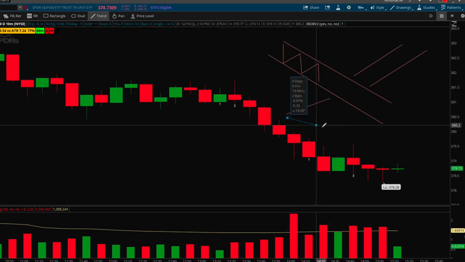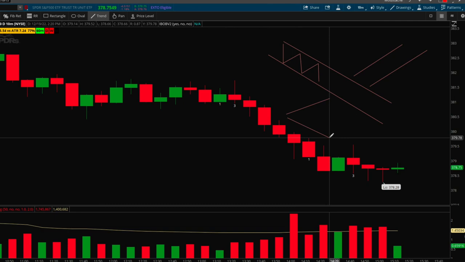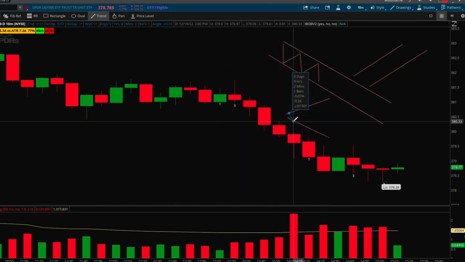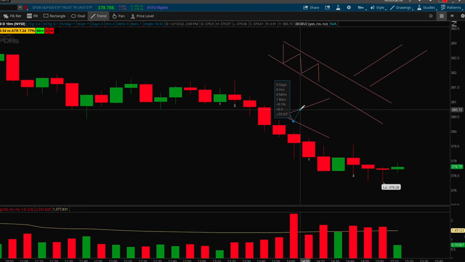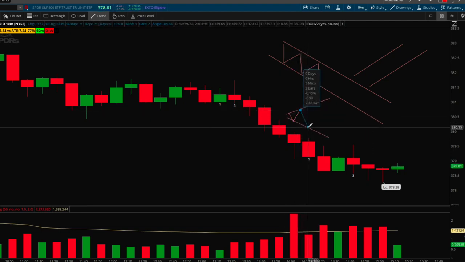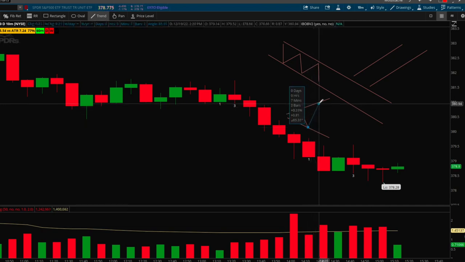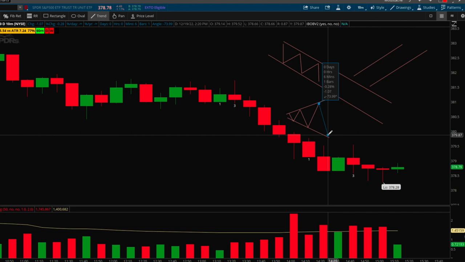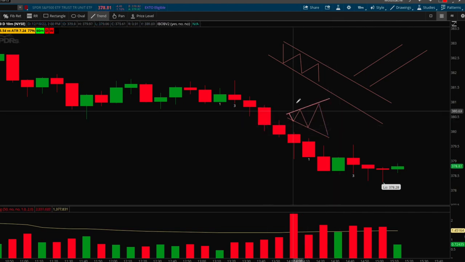So instead of looking like one of these channels, what we have is a sort of broadening pattern or formation, we call it. What's happening there is price is doing this. It's making a low, breaking the high, and now it's breaking a low again, breaking a high again, and so on and so forth. So what does that tell you? How do you trade that? Well, there's a couple ways you can go about it.